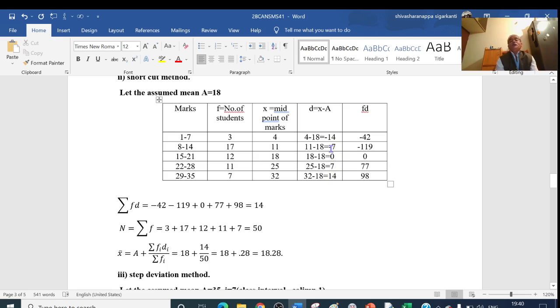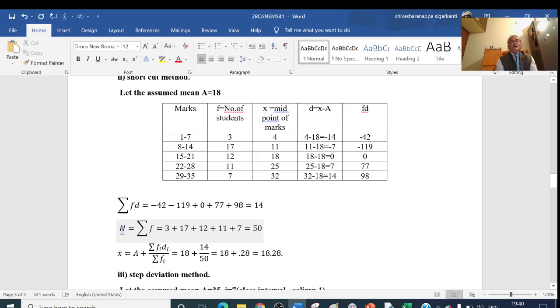And then we find out F into D. 3 into minus 14 is minus 42. 17 into minus 7 is minus 119. 12 into 0 is 0. 11 into 7 is 77. 7 into 14 is 98. If we take the sum here, minus 42 minus 119 plus 0 plus 77 plus 98, it is nothing but 14. This is our sum, sigma FD.